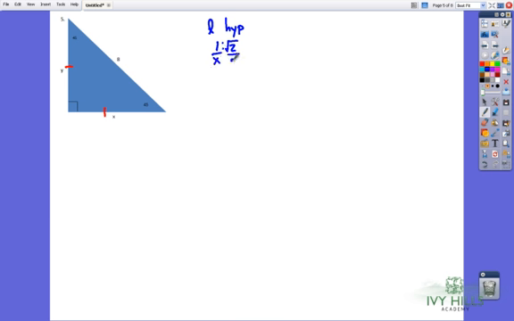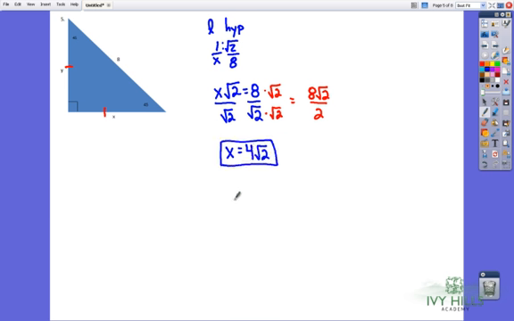So I would have x over 8. When I cross multiply, I would have x root 2 equals 8. Dividing both sides by root 2, I would get x equals 8 over root 2. Rationalizing this denominator, I would have 8 root 2 over 2, and 8 divided by 2 would be 4. So my final answer would be 4 root 2. Since x is 4 root 2, y is also 4 root 2 as a result of this being a 45, 45, 90 triangle.